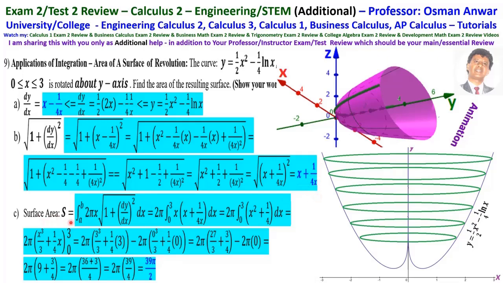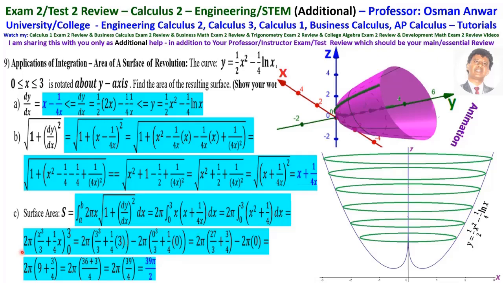Then the surface area is integration from a to b of 2 pi x square root of 1 plus dy by dx squared dx, which is equal to, you can factor out 2 pi, and 0 to 3, x times this square root of 1 plus dy by dx squared, which we found here is x plus 1 over 4x. So that is dx, so that is 2 pi from 0 to 3 of x squared plus 1 over 4 dx.